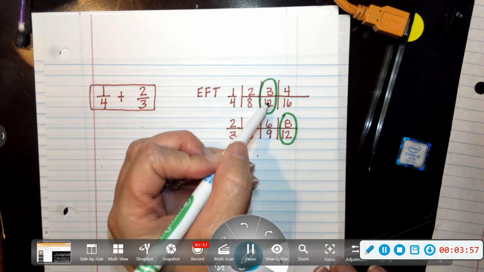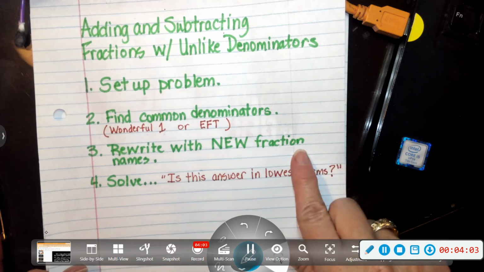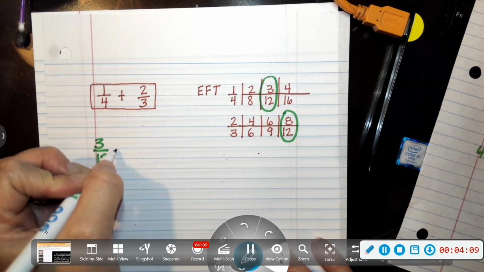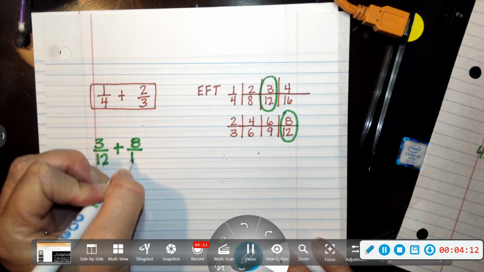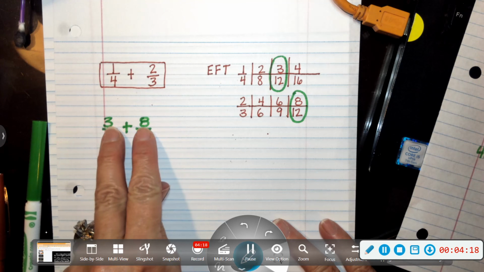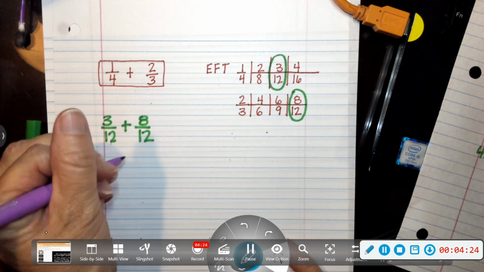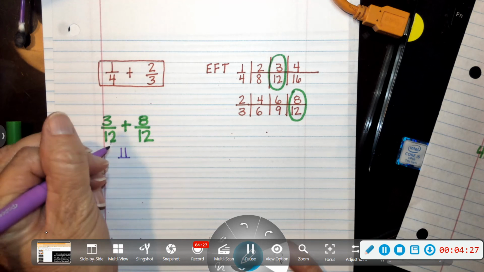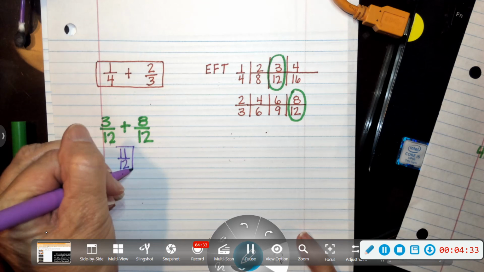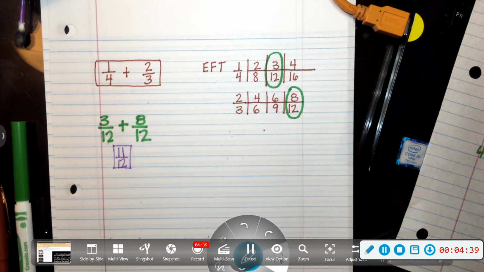So now that I've got my common denominators, I'm going to go back to my checklist and we're going to rewrite with new fraction names. So we're going to rewrite. We have 3 12s plus 8 12s. And now that we have common denominators, we're able to add the numerators. So when I put 3 with 8, I can easily get 11. And our denominator name does not change. So we have 11 12ths. Again, I have consecutive numbers on top of each other, and I know that this is in lowest terms.